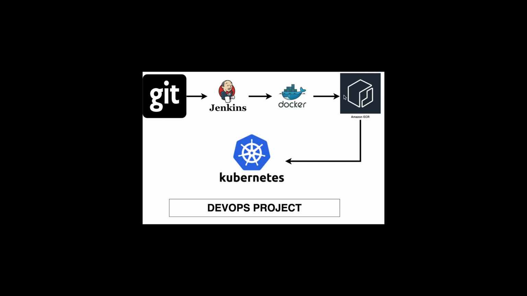Then using the sed command, we are going to replace the image in our deployment file. So after changing the image in the deployment file, we will deploy that file to our Kubernetes cluster with the help of the kubectl command. So the whole automation will be done by the Jenkins pipeline.